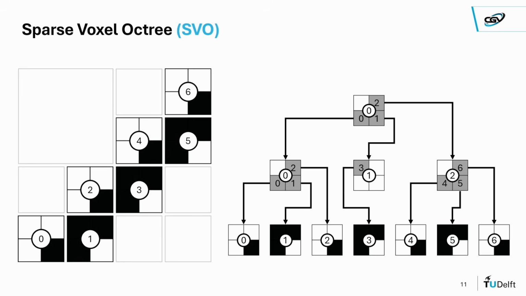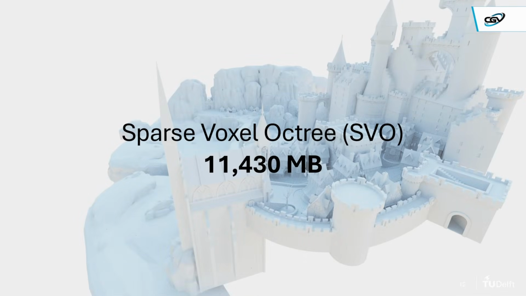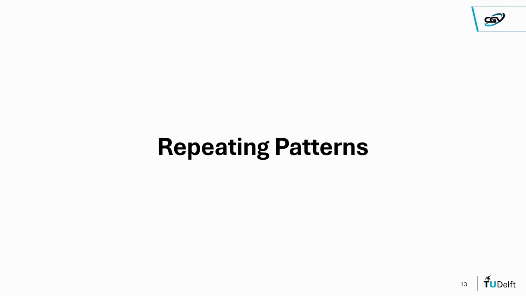The way that we save memory from constructing this octree is by omitting all of the empty octants in our tree structure, such as you can see on the right. And this reduces memory usage to 11.5 gigabytes, which is an over 1000x improvement, but still not the 600 megabytes we were promising. So we're going to need to go further, and we're going to have a look at repeating patterns in our dataset.